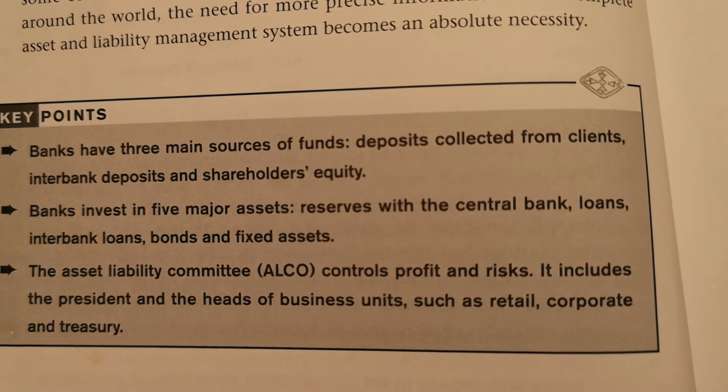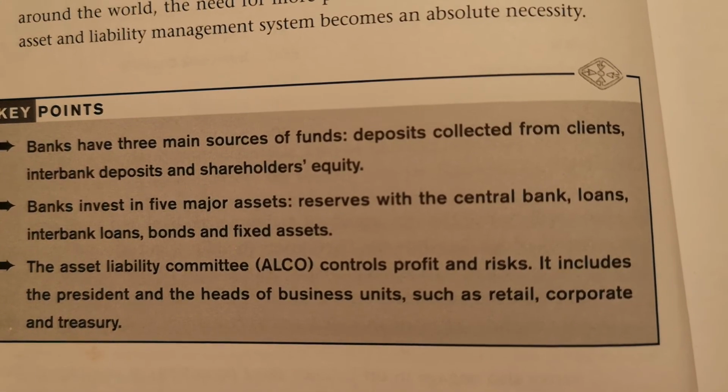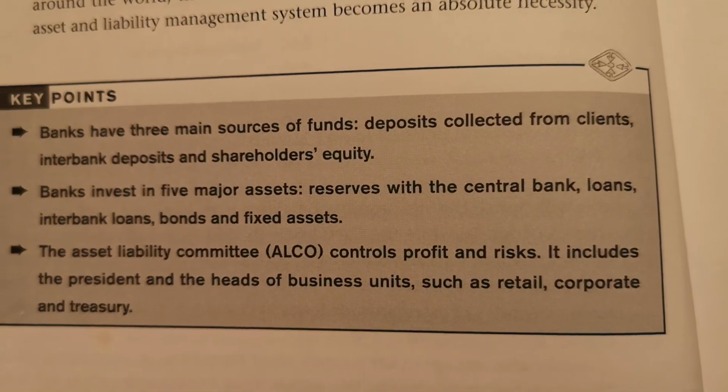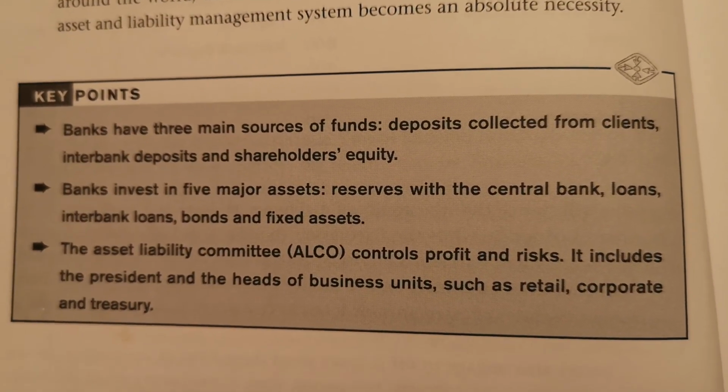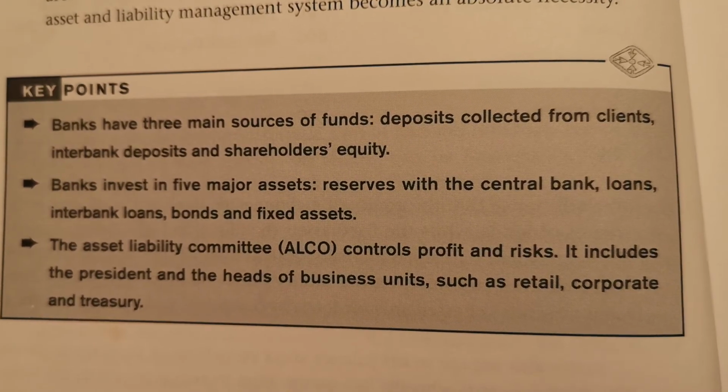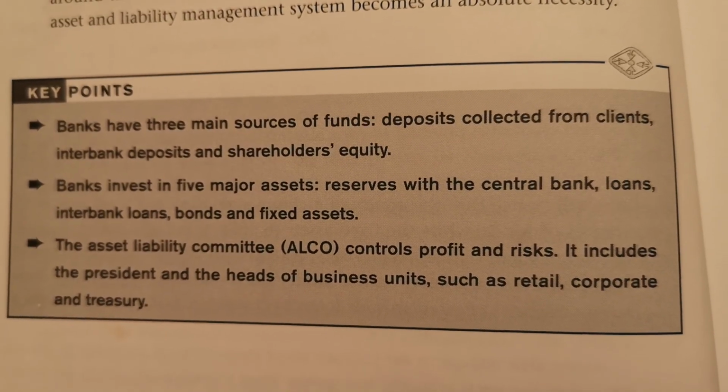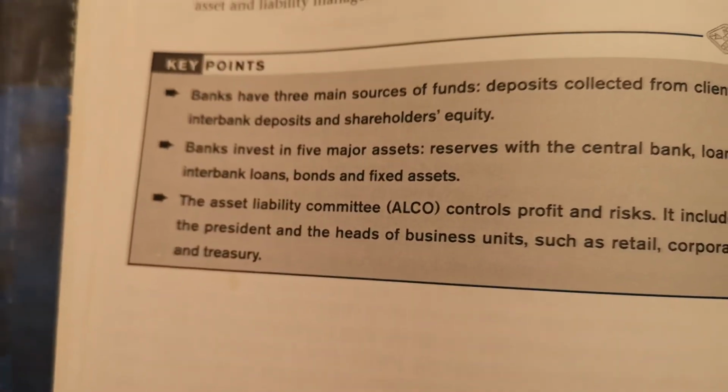The Asset and Liability Committee controls profit and risks. It includes the president and the heads of the business units, such as retail, corporate, and treasury.